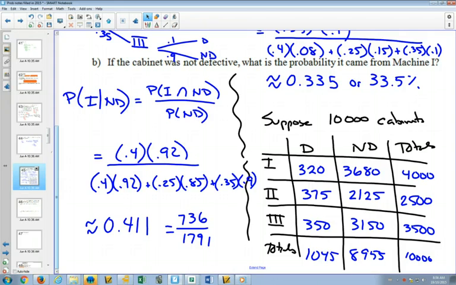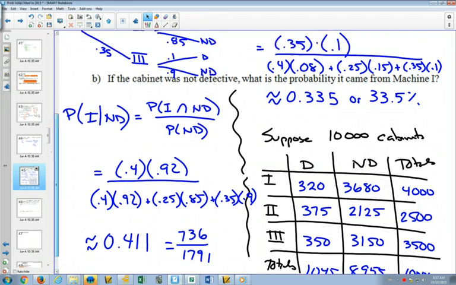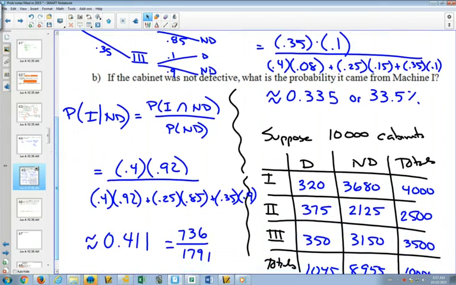Same thing with machine 2, I could figure out how many came out defective there, how many were good, and how many were defective from machine 3. So if we do our totals here, we see that there's only 1,045 defective in an entire day. Most of them come from machine 2. Machine 2 produces more defective ones than any other one. If we do machine 3 and defective, because that was our first question, right? Which we got 0.335. If we do 350 divided by 1,045, we get that exact same number.